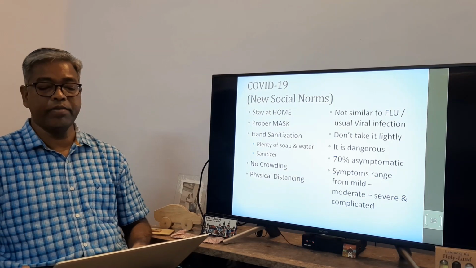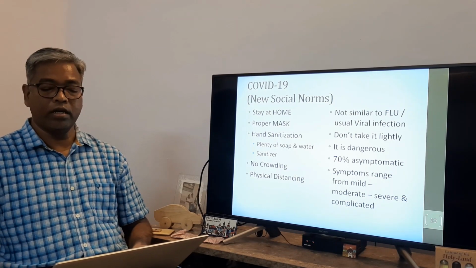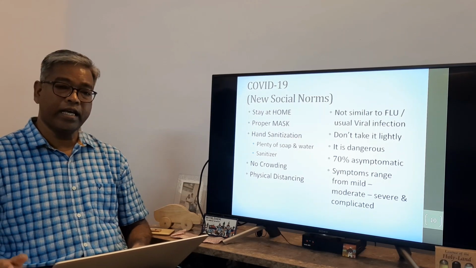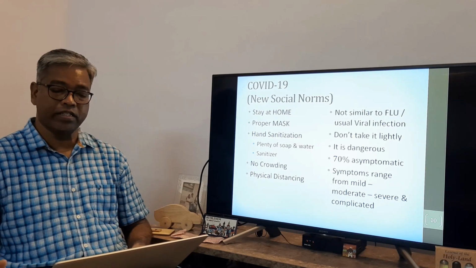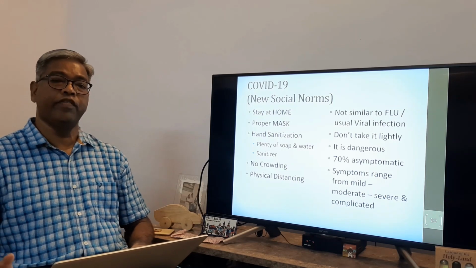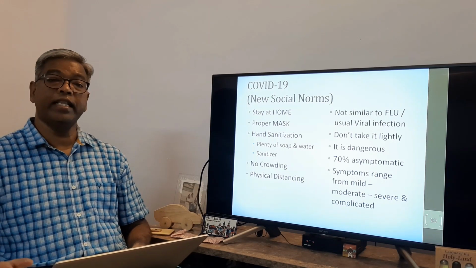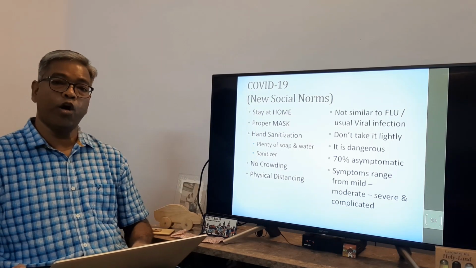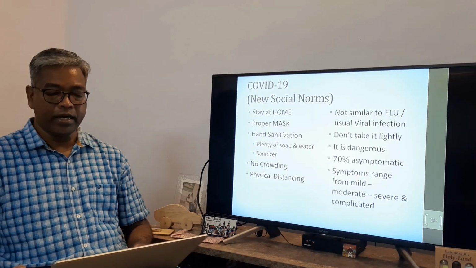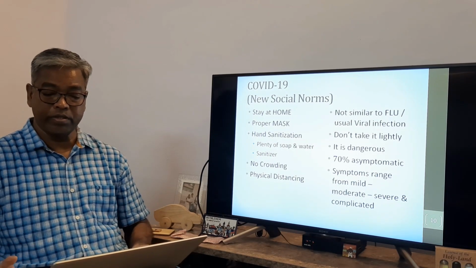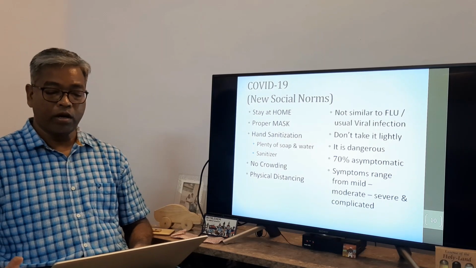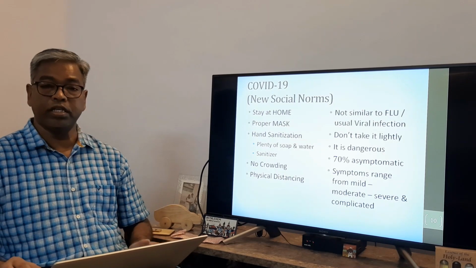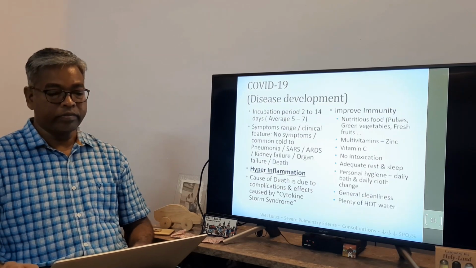And as I said, 70% of the infected people will be asymptomatic. But that doesn't mean they are not contagious or infectious. If they transmit the infection to somebody, that doesn't mean the person affected will also be asymptomatic. That person may have symptoms, and the symptoms can range from mild, moderate, severe, and complicated. We will come to the symptoms later on as well.